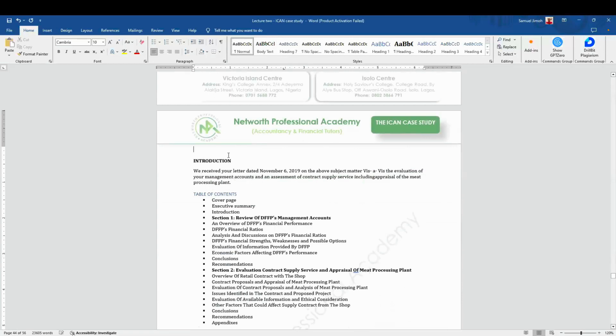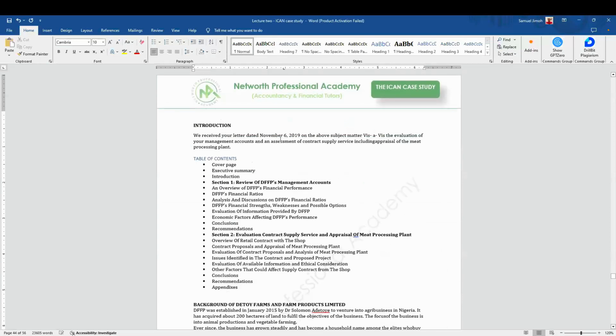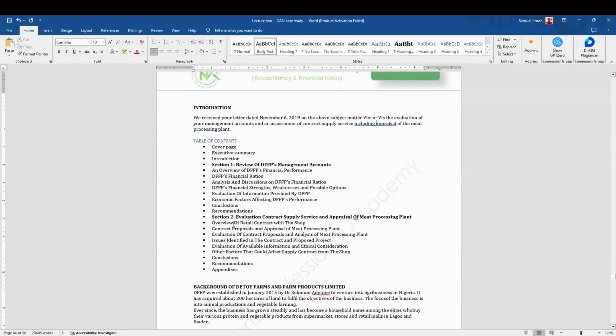Once you are done leaving space for the executive summary, you can go to your introduction. Your introduction can start with, maybe, that you received a letter to carry out a review of the management account, as well as the contract supply, and including the appraisal of the meat processing plant. Then you put a table of contents. All these things are based on what I've done, so it depends on what you want to do.